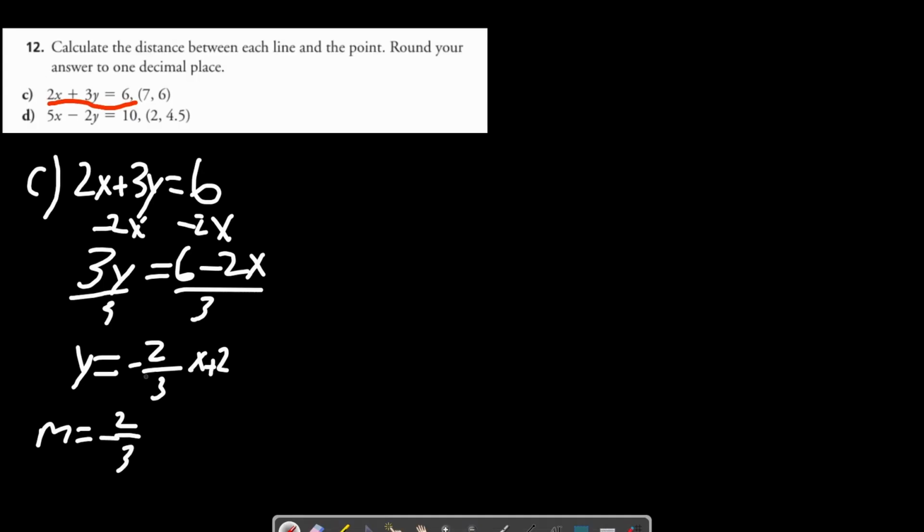But when we're finding the distance between a point and a line, we're actually going to make the slope perpendicular. And so that would be the negative reciprocal of it, which would equal 3/2.